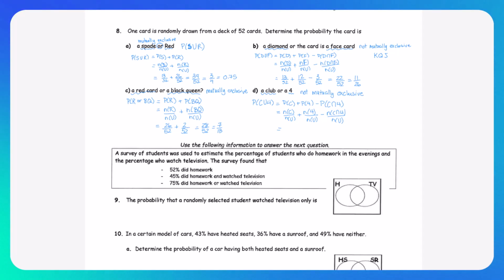So the number of clubs, well, there are 13 clubs in the deck of 52. There are 4 number 4s, 1 for each suit in the deck of 52. And there is only 1 4 of clubs. That is both a 4 and a club. So there's 1 in the deck of 52. And that gives us 16 over 52. And we can reduce that down a little bit by dividing top and bottom by 4. And that's going to give us 4 over 13.